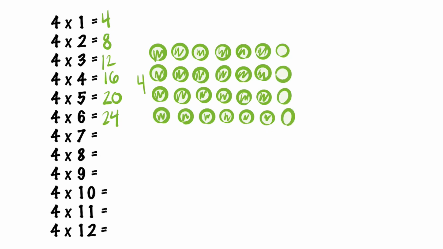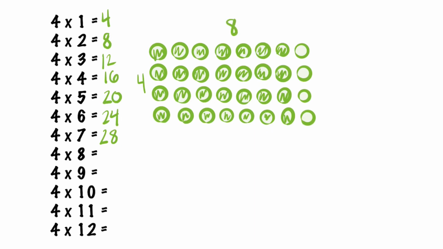Let's label that 4 times 7 and let's count up 24, 25, 26, 27, 28. The product is 28. 4 times 8 means 4 rows of 8. Let's draw that out and label it 4 times 8. Now we're going to count 28, 29, 30, 31, 32.